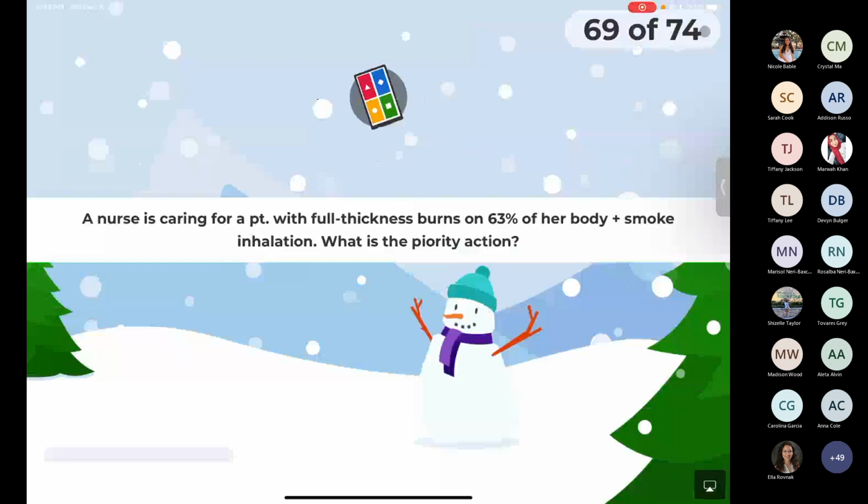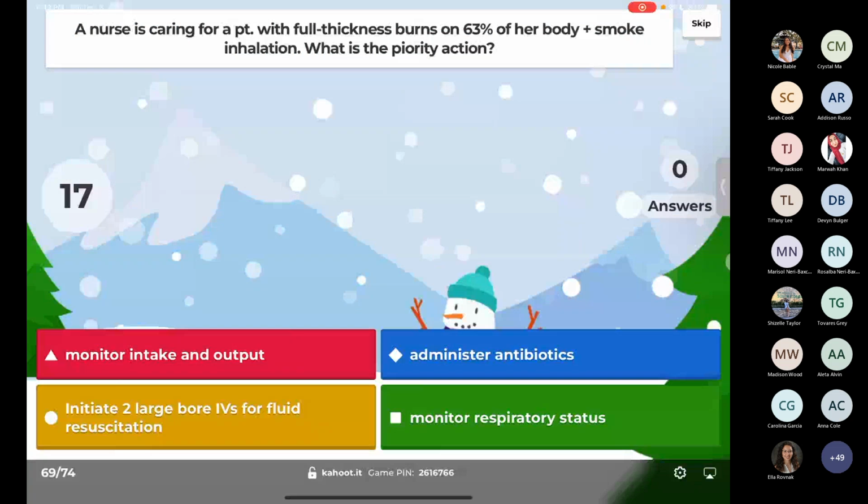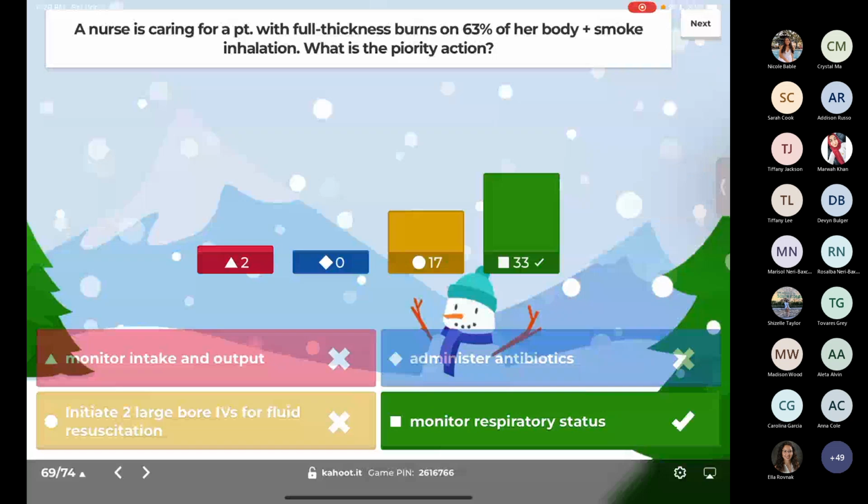A nurse is caring for a patient with a full thickness burn on 63% of her body and smoke inhalation. What's our priority action? So this is all about prioritizing care. Good job, guys. So we know that there was smoke inhalation. Although we are nervous about all these full thickness burns, we always use our airway breathing circulation approach.